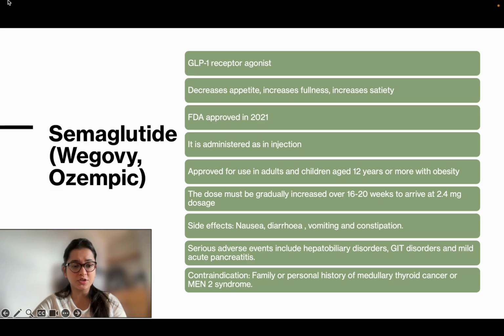It is very important to note that this medication is contraindicated in patients who have a family or personal history of medullary thyroid cancer or MEN2 syndrome.